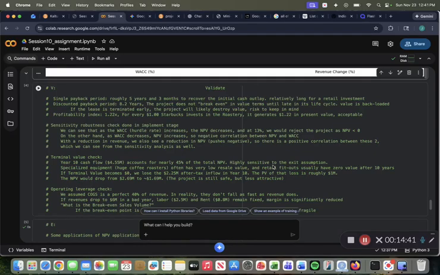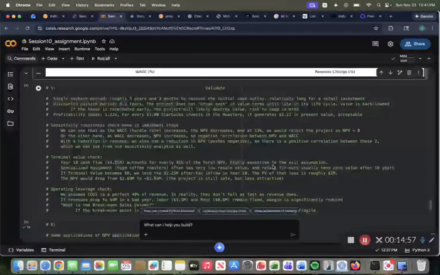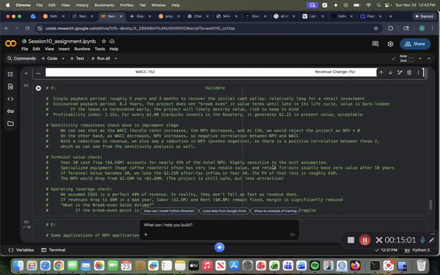If the lease is terminated early, the project will likely destroy value. So that is a risk to keep in mind with this project. If we decide to bail early on it, we will not capture our full value and will likely even lose some money. Then our profitability index is 1.22 times. So for every dollar Starbucks invests in the roastery, it generates $1.22 in present value. So that is acceptable as we're generating more money the more we invest, at least at this stage.